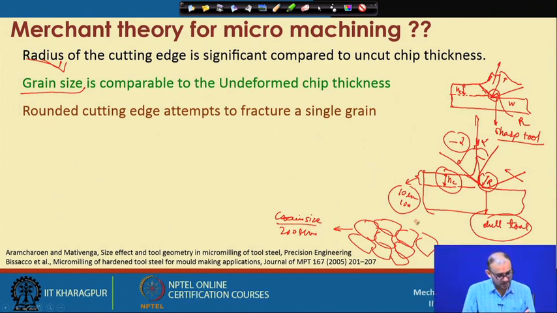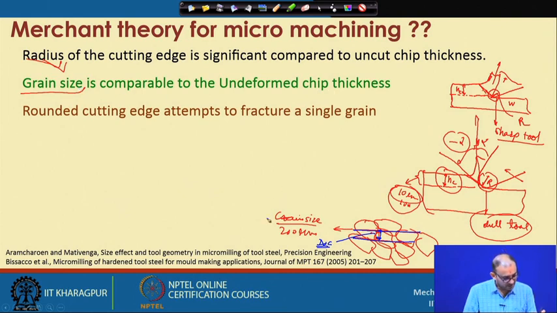Grain size. Now, you are cutting a material and you consider your depth of cut is 50 micron. So, this is your depth of cut, 50 micron. If this is the depth of cut, then we can say that your undeformed chip thickness is comparable with the grain size.